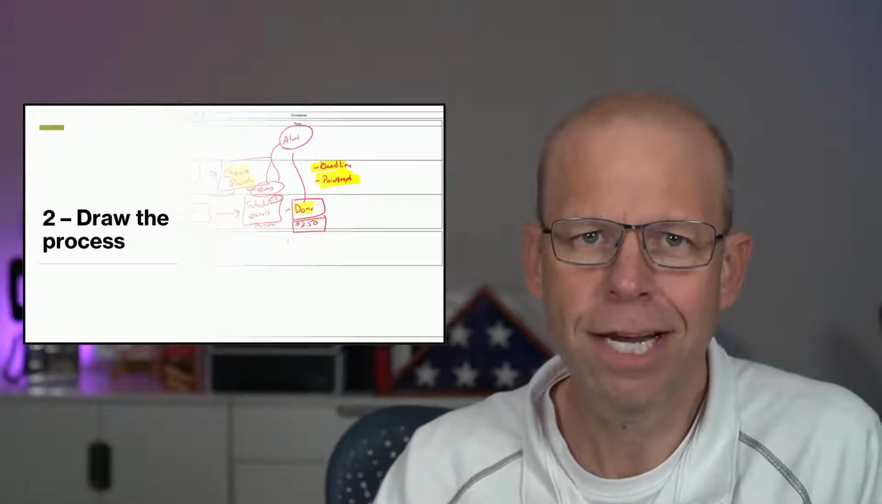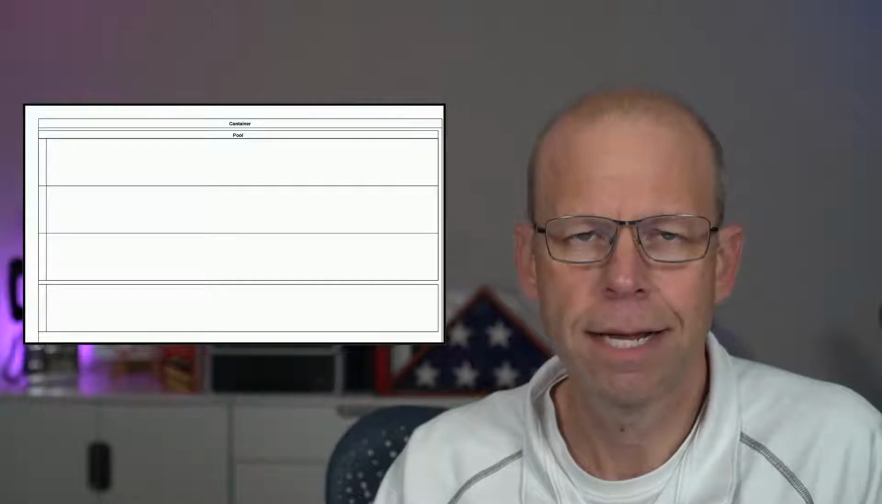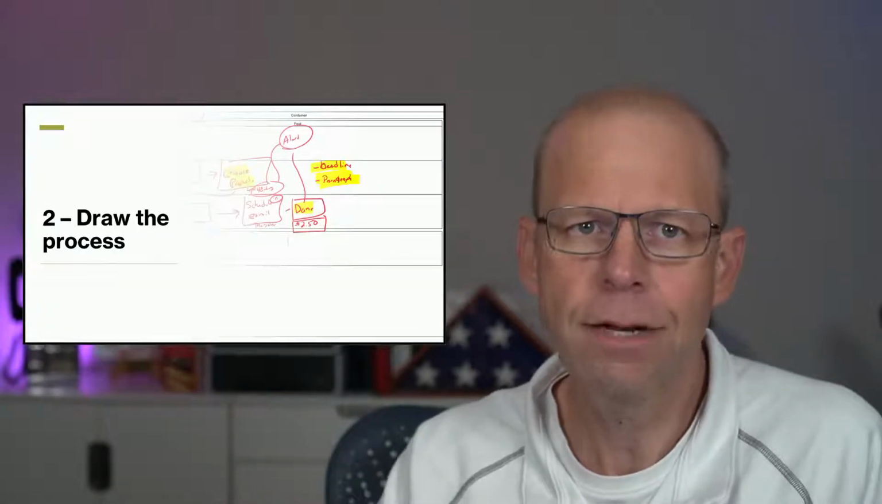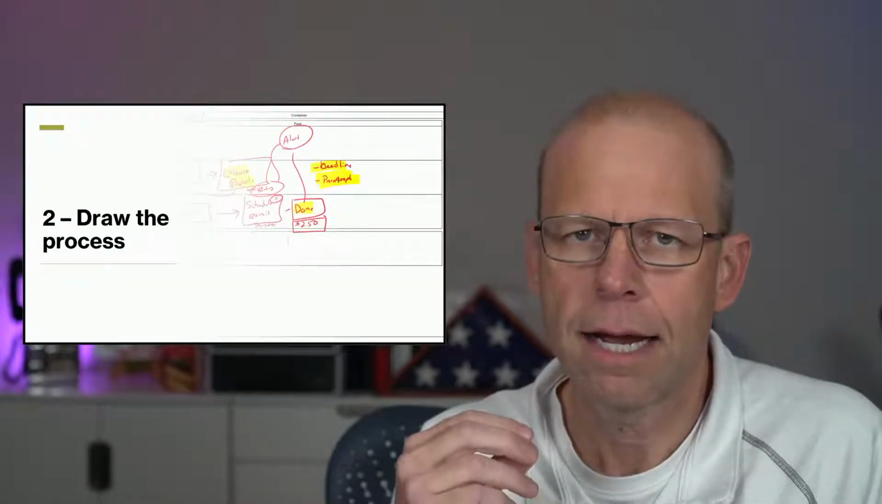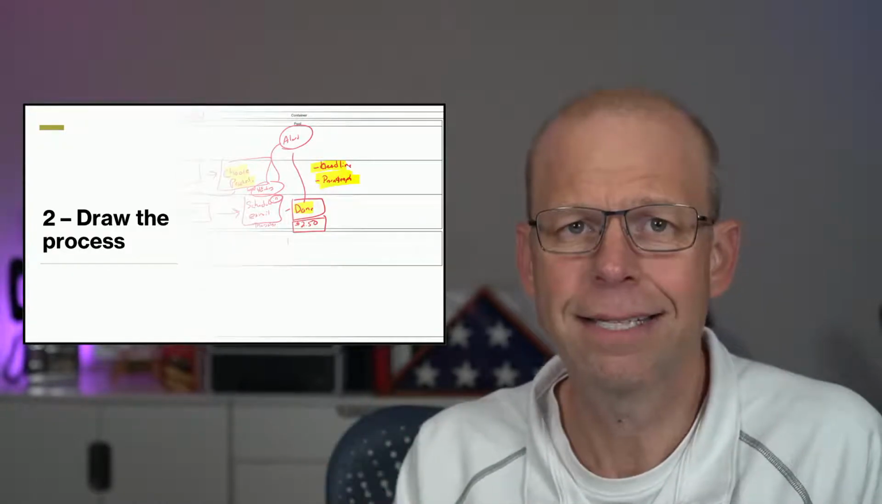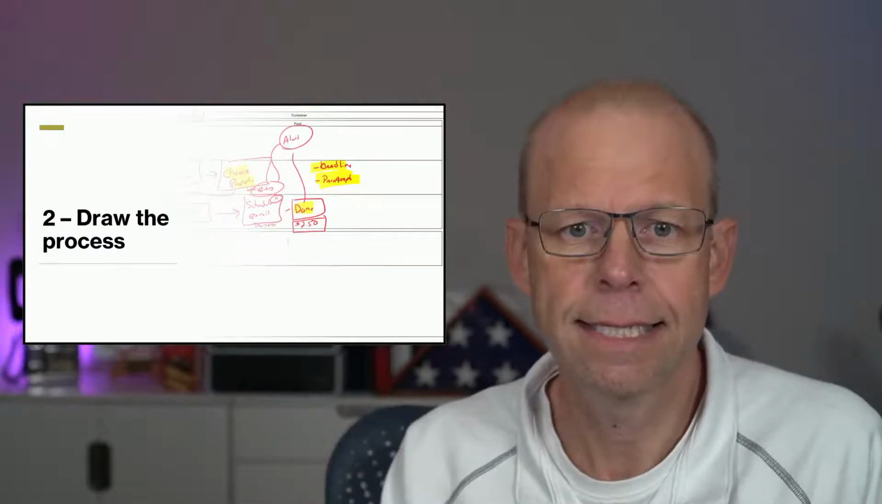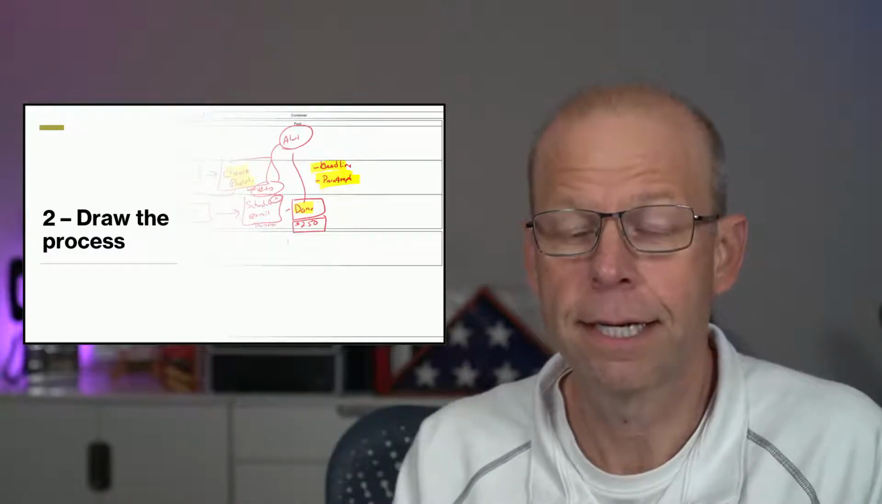If you don't know what I'm talking about, here's a swim lane chart, and I've got classes on swim lanes that you can watch. But basically what I'm doing here is sitting down to map out the process. What is the process that I'm trying to fix here? In this case, it's the seller accepting the offer.